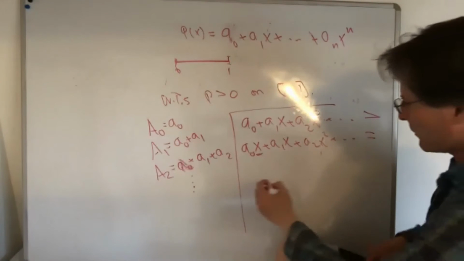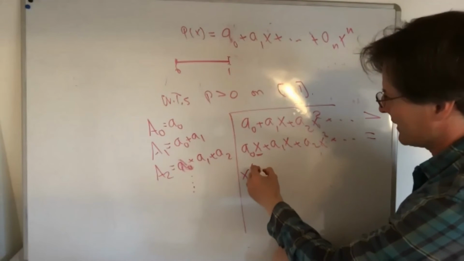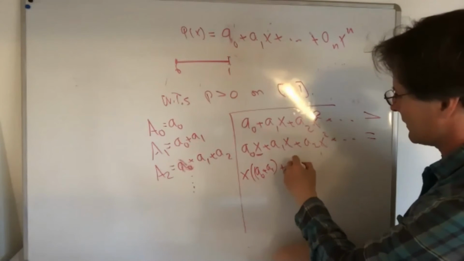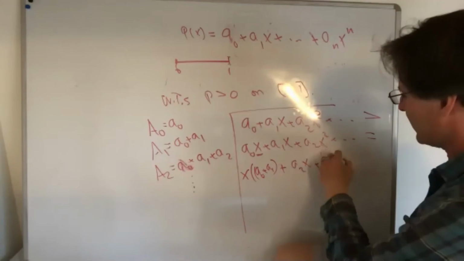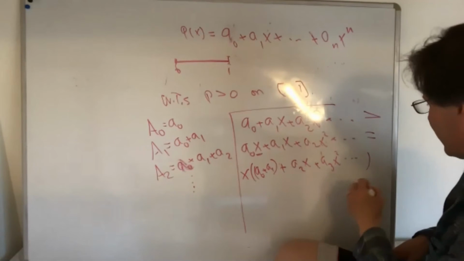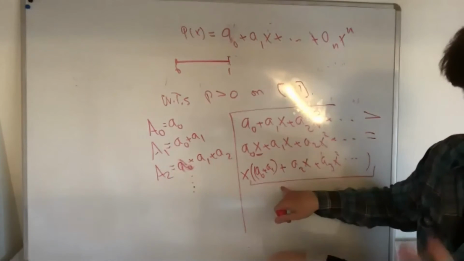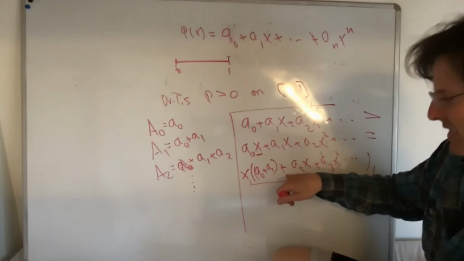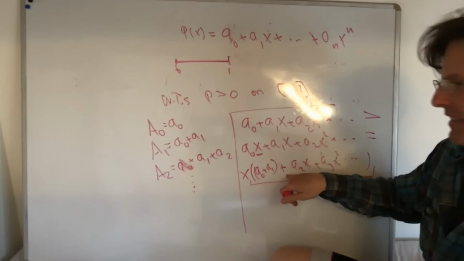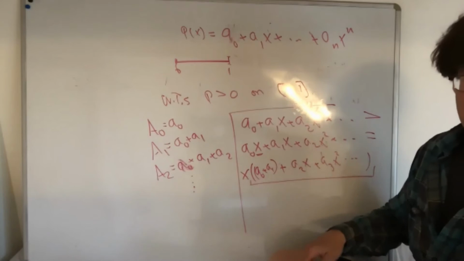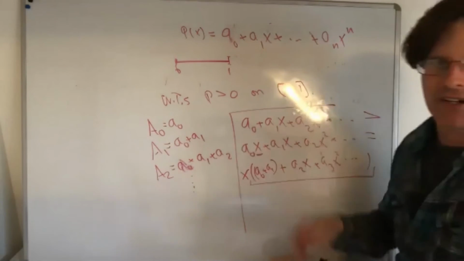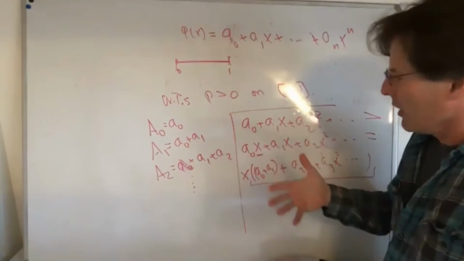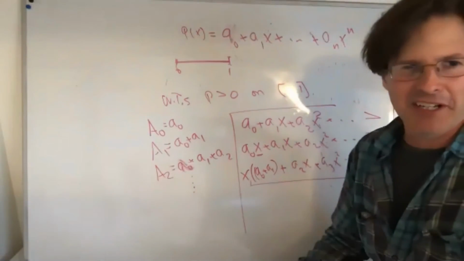But this is equal to, I can factor out an x, and I get a0 plus a1 plus a2x plus a3x squared, dot, dot, dot. And this polynomial satisfies the same criterion, but its degree is lower. And so this is positive by induction on the degree, and then I'm just multiplying by x. So that's a proof that if this criterion is true, then the polynomial is positive. So, okay, this is the vanilla version.